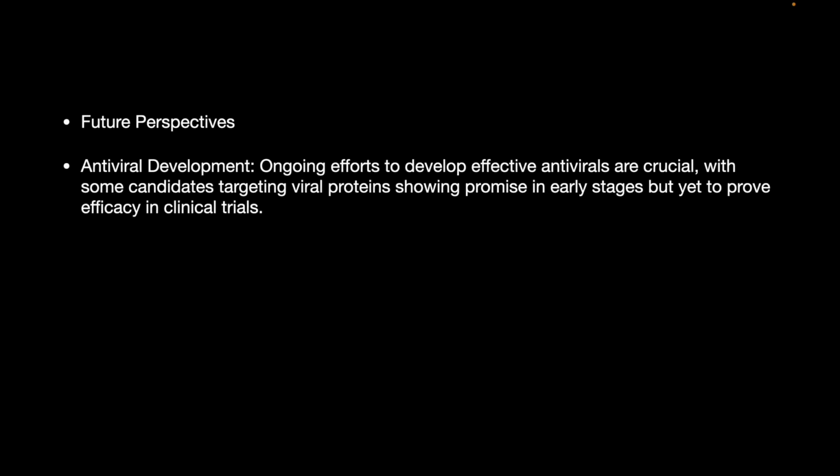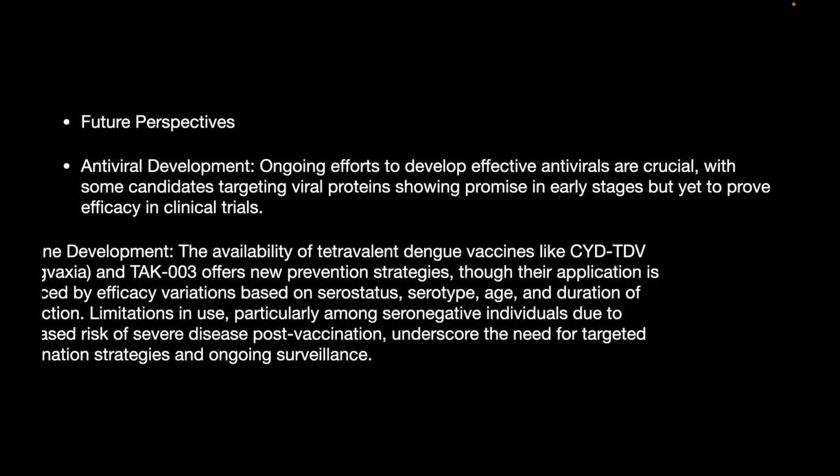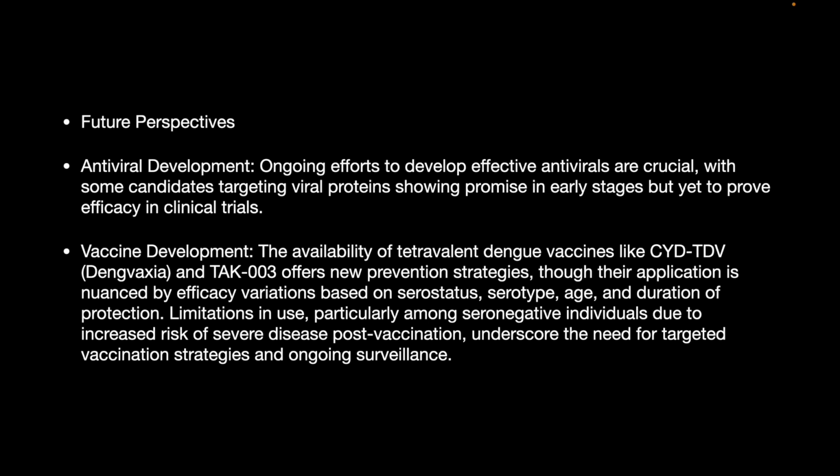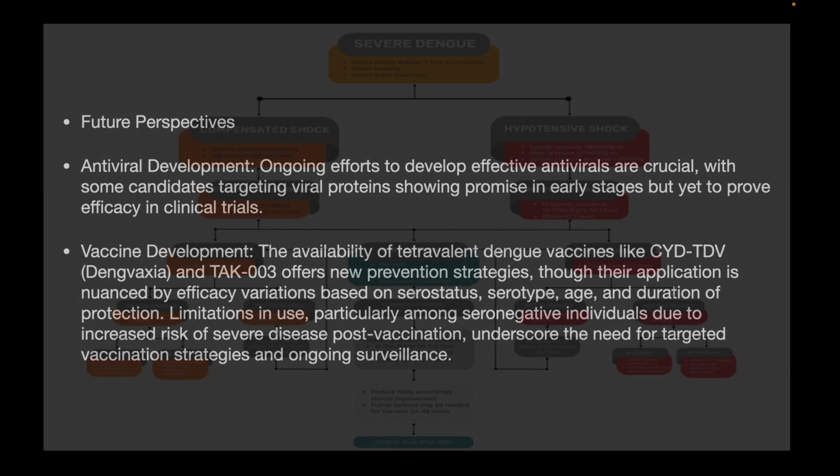Now, future perspectives: antiviral development. It is still in early phases to find antivirals for dengue. The next is vaccine development. The availability of the tetravalent dengue vaccine has not been shown to change outcomes, and the limitation is that it is to be used among seropositive patients only as of now.